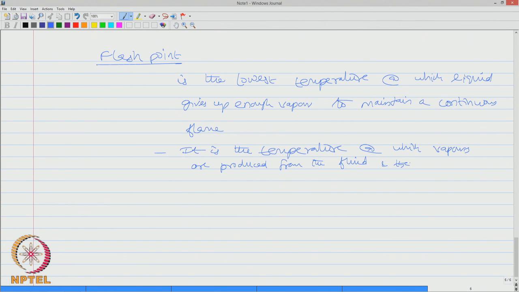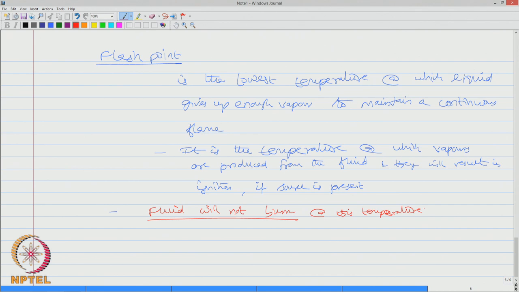And they will result in ignition if an ignition source is available. It is very important to make a statement: the fluid will not burn at this temperature. It only aids ignition, okay, that is important.